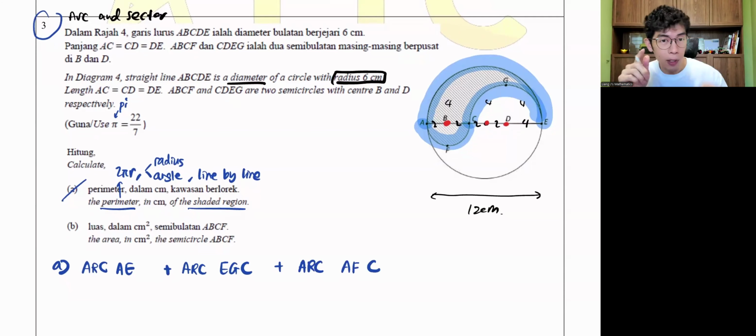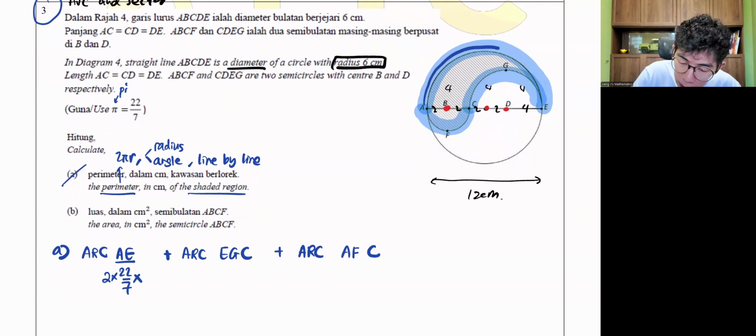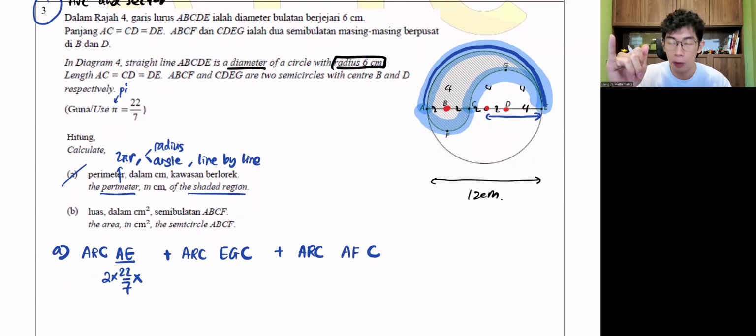Cool. Now I'm going to do the fill in the blanks now, okay everyone. So, 2 times pi times radius of AE. Let's check. AE is the big one. The radius, can you tell me how much it is? The radius is 6 cm, correct?